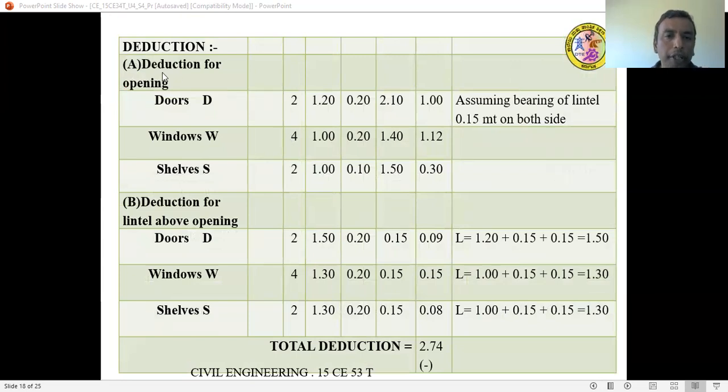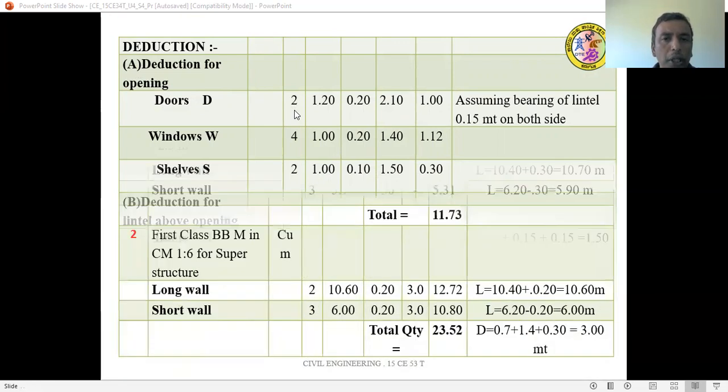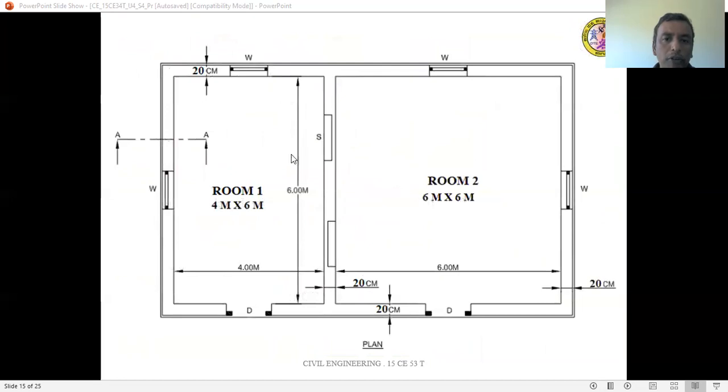After getting the total quantity, you have to deduct some of the openings and lintels in the particular burnt brick masonry wall. First one, deduction for opening. First one is doors, D. First you have to know the number of doors in the plan. Number of doors is shown here in this plan: this is one door, this is another door. Number of door is equal to 2, number of window is equal to 1, 2, 3, 4, and number of shelves is equal to 2.